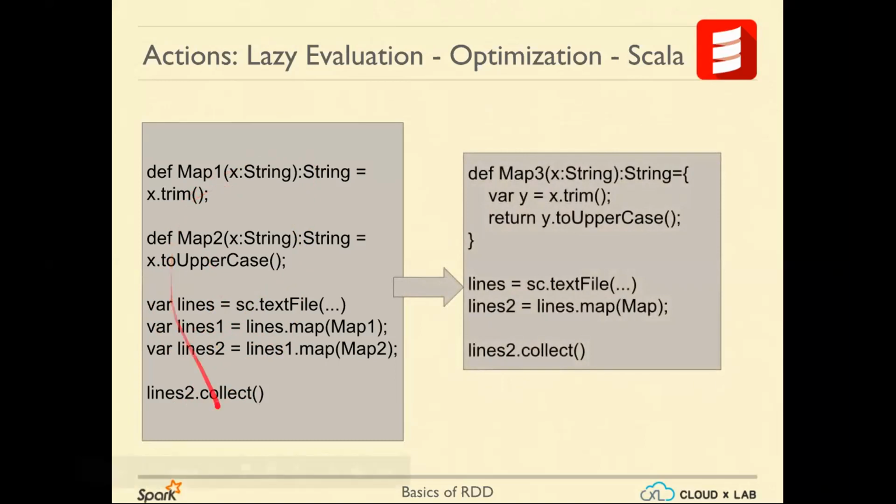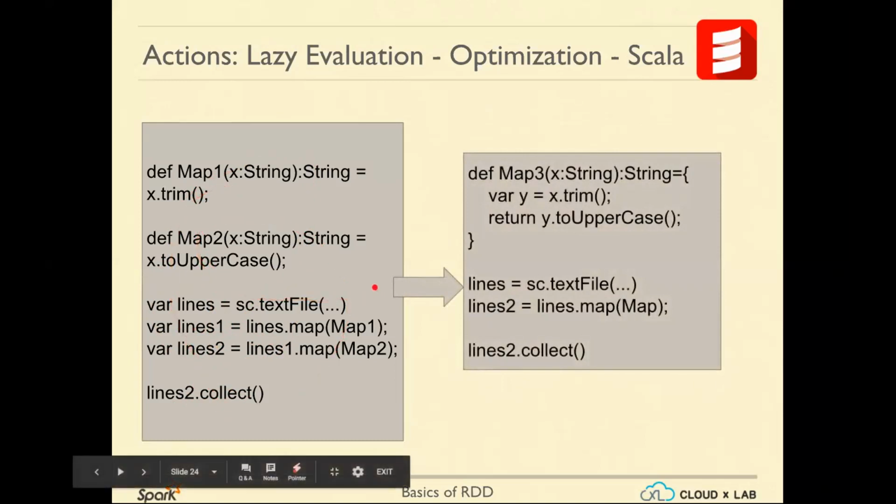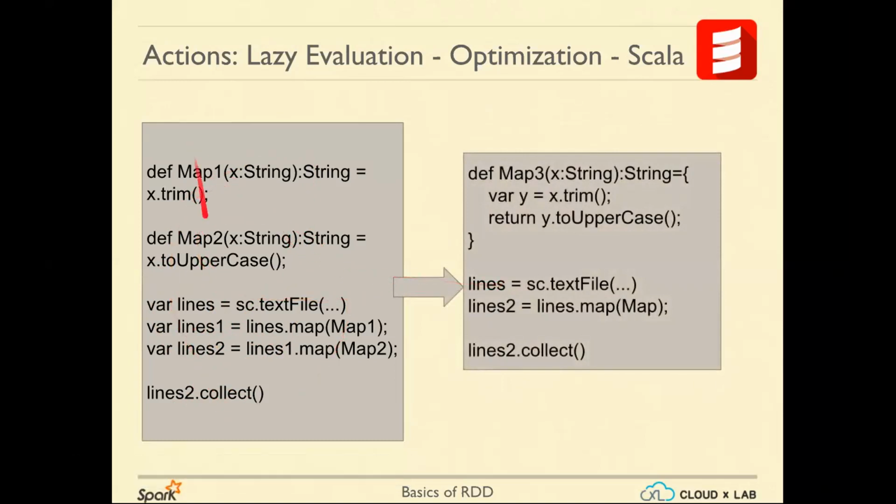Internally, this kind of code gets clubbed together. Map1, since they are in sequence, Spark does many such optimizations. It basically is combining these two statements into a single function. So there are many optimizations that are done by Spark for you under the hood when you have a sequence of transformations.